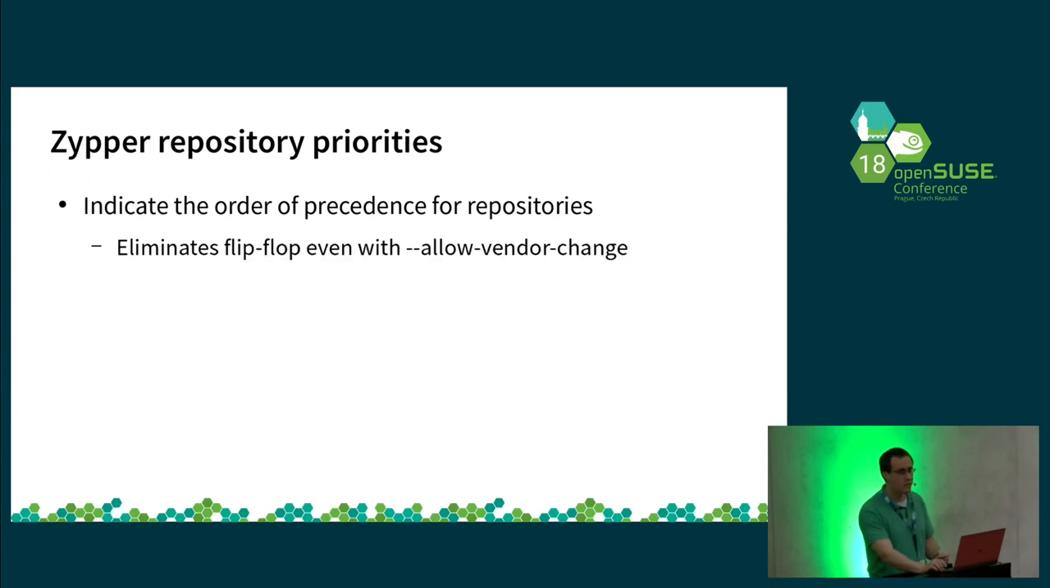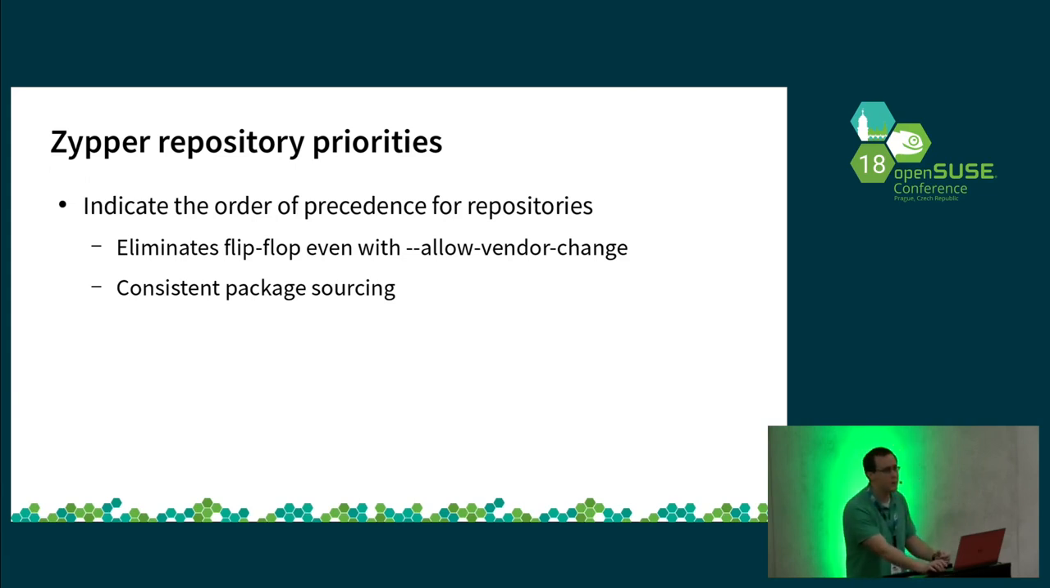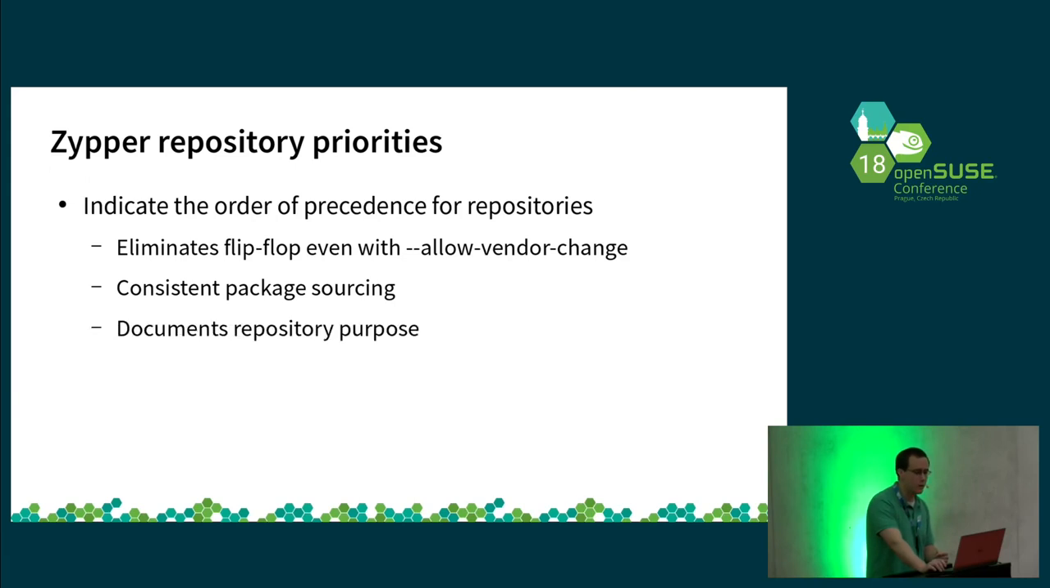By doing this, we eliminate the flip-flop because we'll basically always use whichever repository has the higher precedence, which also gives us consistent package sourcing. If we know that a package is in multiple repositories, it always comes from whichever one we have the higher priority. So again, it doesn't switch and it picks from the same place.